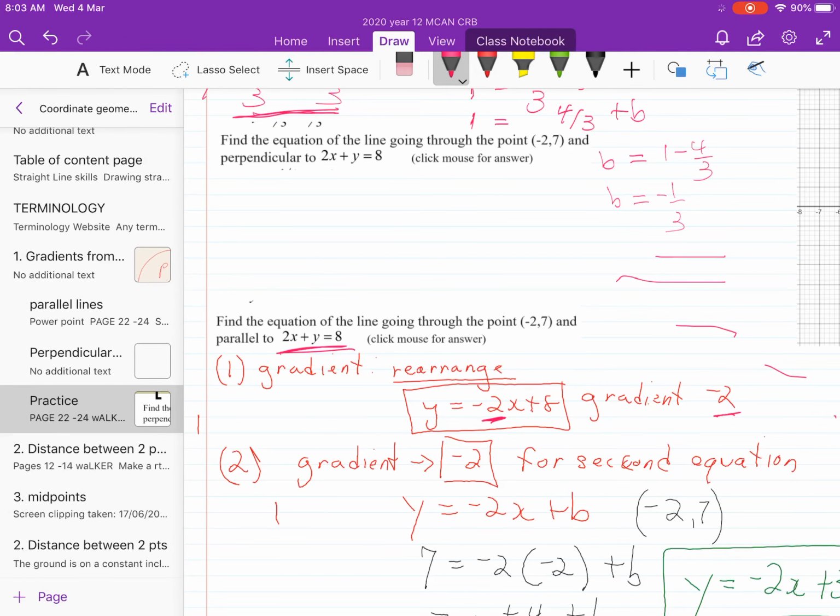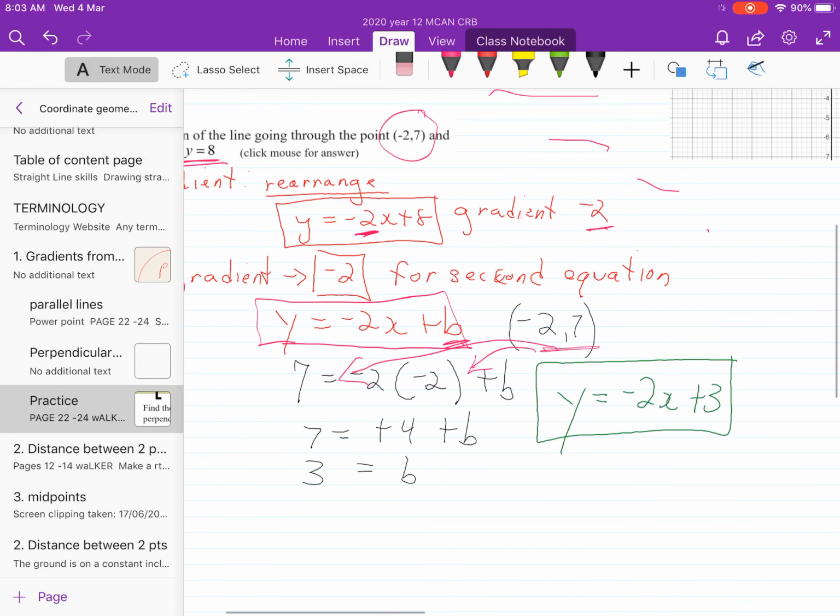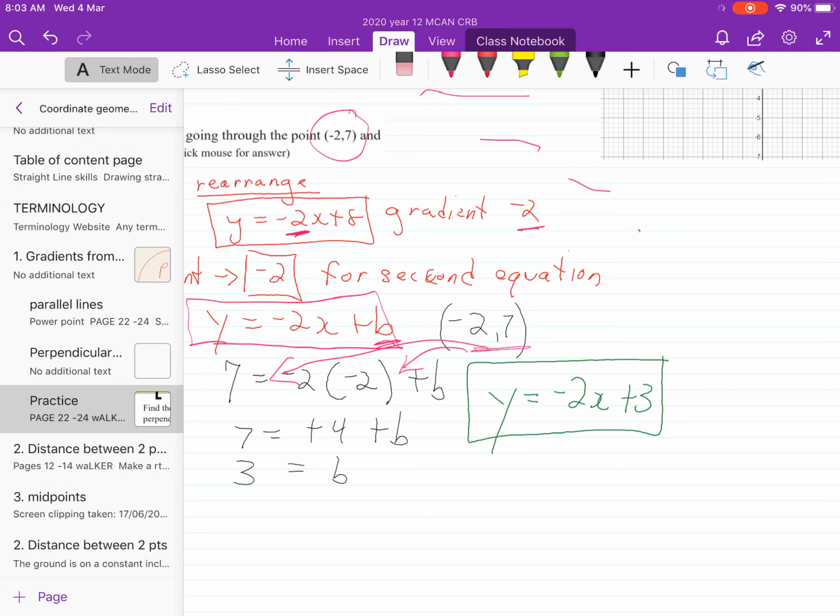And so this is how much of the equation that we know. We know almost all of it, except we don't know b. So then we use this point and put it into the equation for x and for y to find the new equation, which is basically negative 2x plus 3. And then that's parallel.